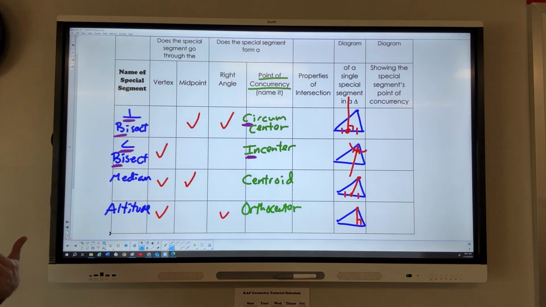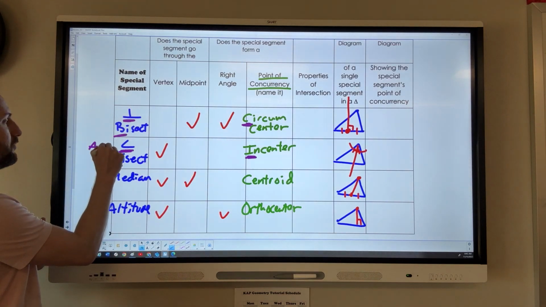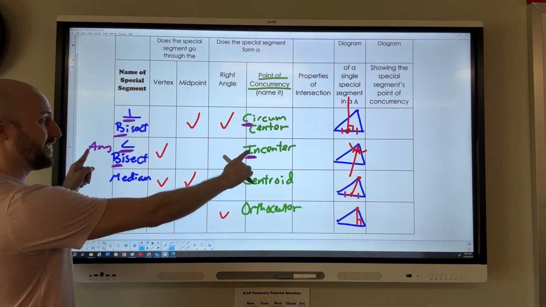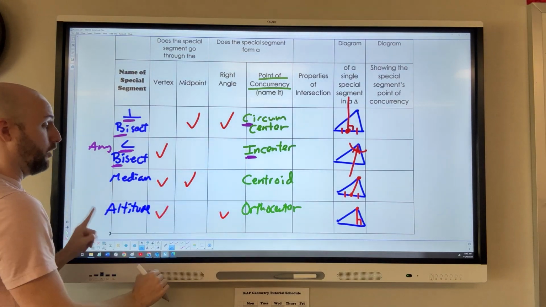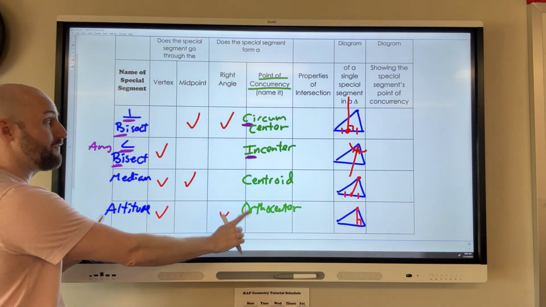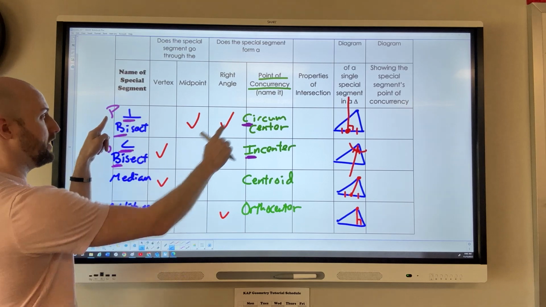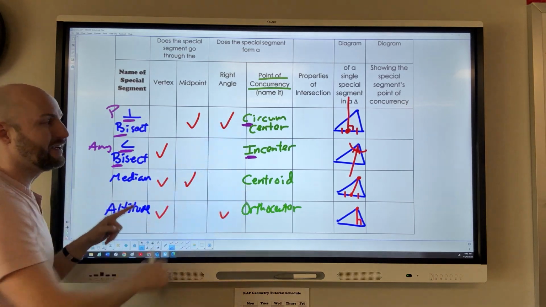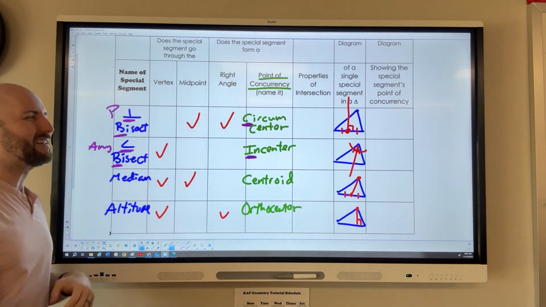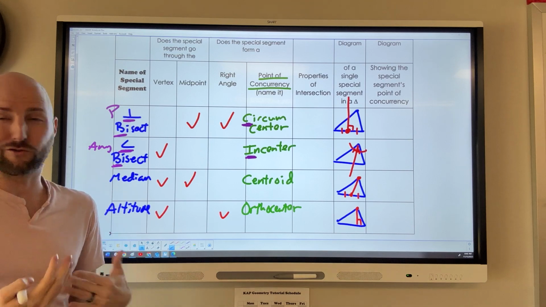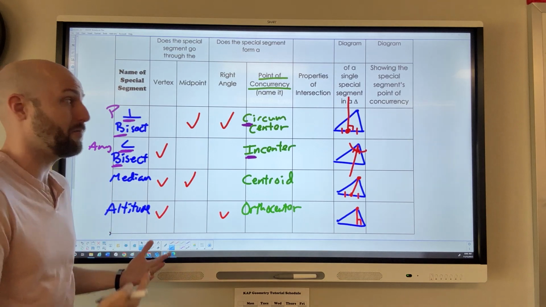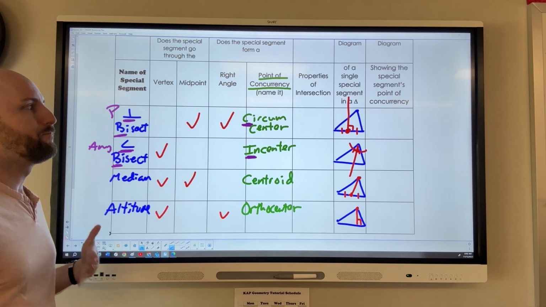Something I also tell people is you'll notice that the word angle starts with an A. And so angle bisector and incenter are both vowels. Altitude and orthocenter are both vowels. Whereas the P in perpendicular and the C, the M and the C are all consonants. So those are different things as you're trying to memorize who's who and what's what. You may just accidentally learn them all, but they're different things to look at.